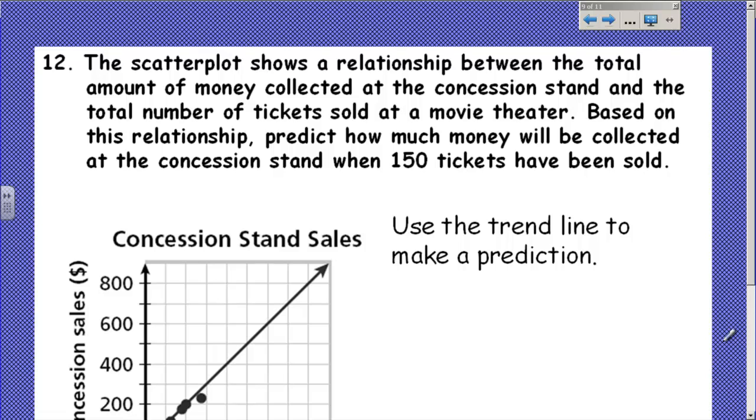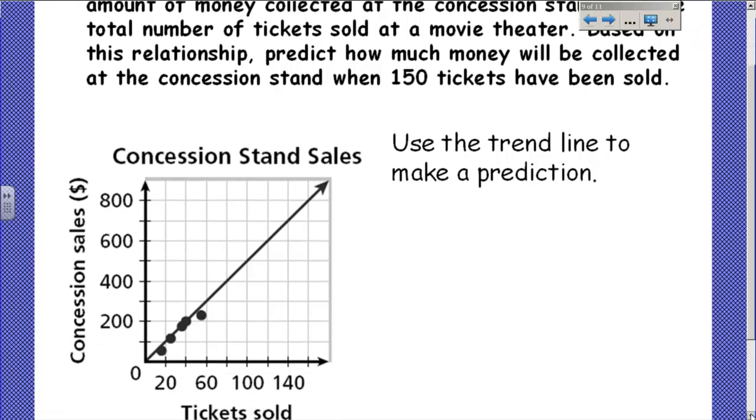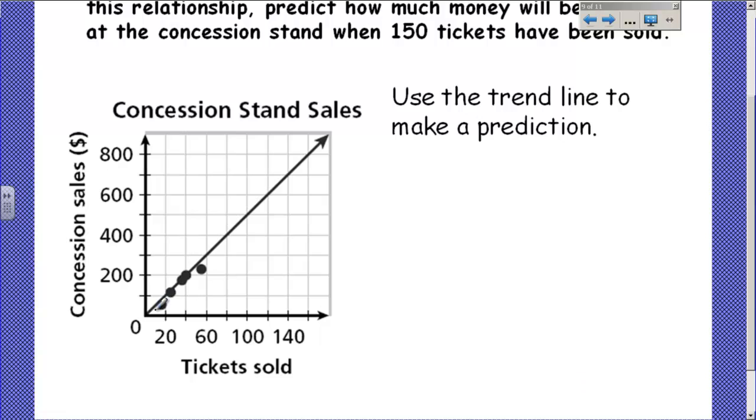So you have a scatter plot that shows the relationship between the total amount of money collected at the concession stand and the total number of tickets sold at a movie theater. Based on this relationship, predict how much money will be collected at the concession stand when 150 tickets have been sold. So we have this scatter plot, and the trend line has been drawn in.